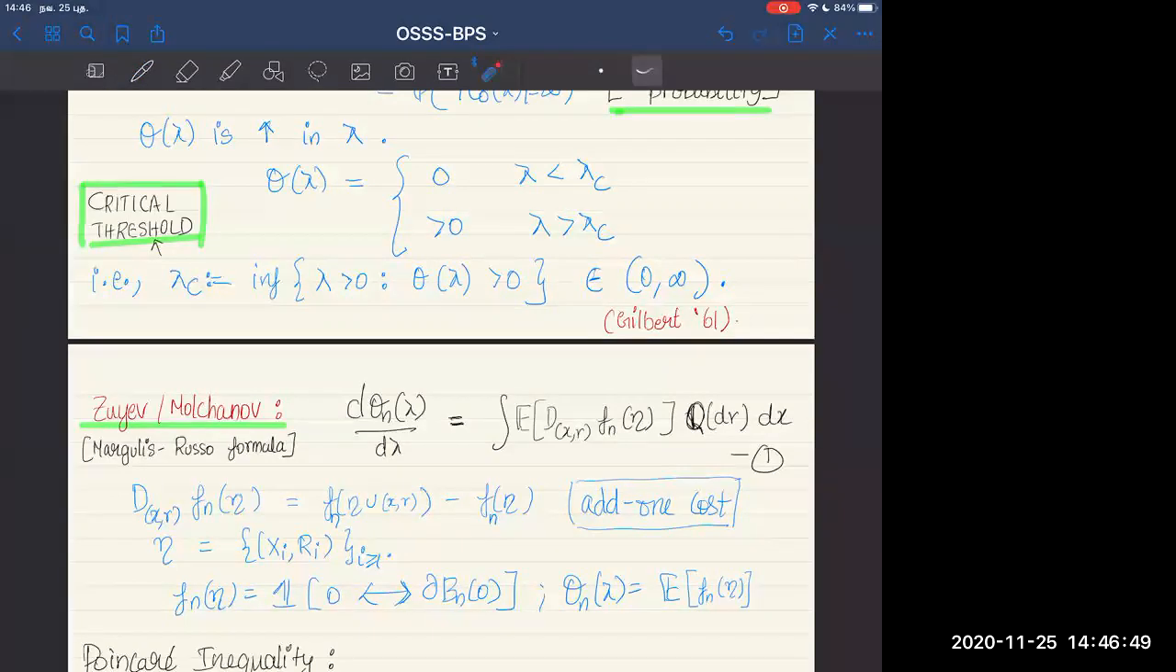So this is what it is, and this turns out to be the derivative of theta n of lambda. So very nice. Q is the distribution of the radii. So Q is the probability distribution of the radii.